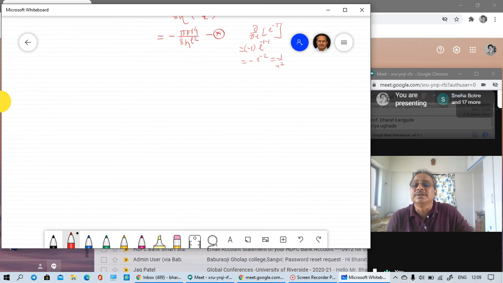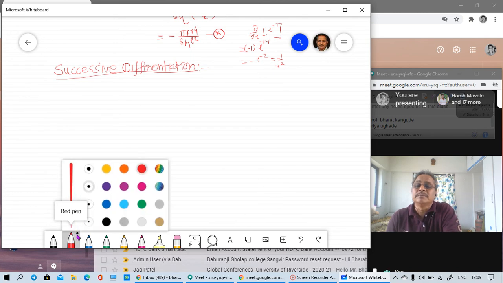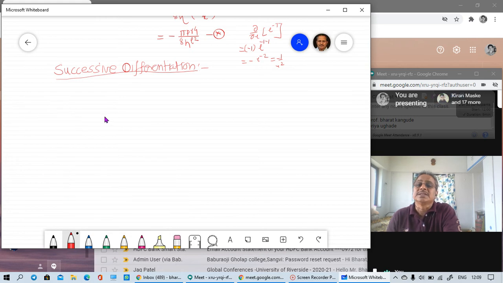Successive differentiation. Okay, successive differentiation. Let me choose the pen a bit thicker, so that will be this, and the color is this. Yeah, successive differentiation.